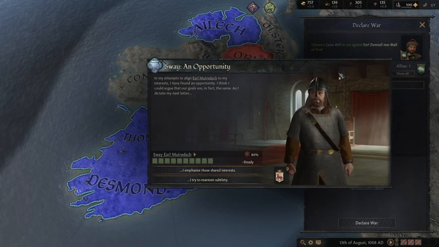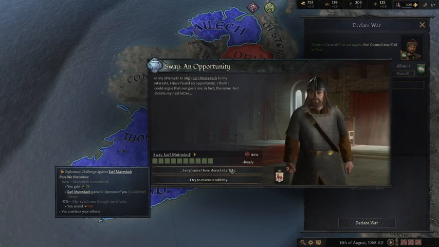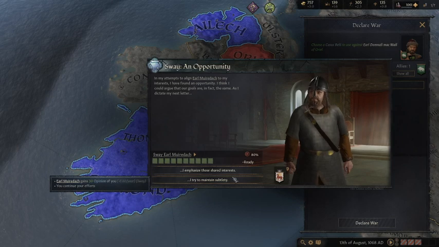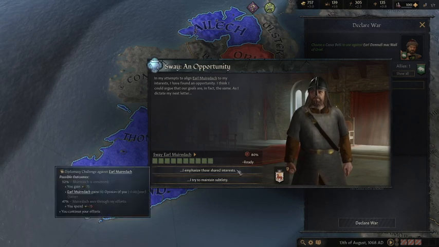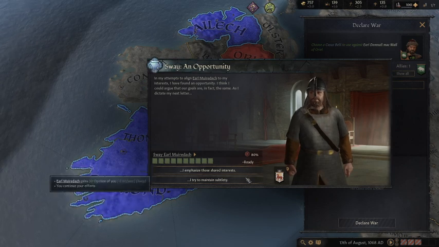I think I could argue that our goals are in fact the same as I dictate in my letter. I emphasize those shared interests, 52% chance. And just have him gain 30 opinion of me and continue my efforts. Let's see. I'm just gonna go for the 30.